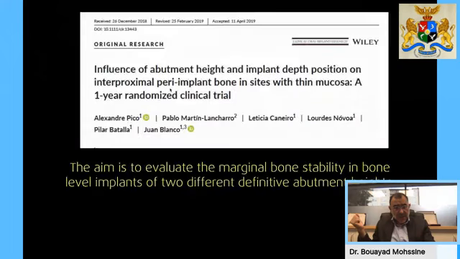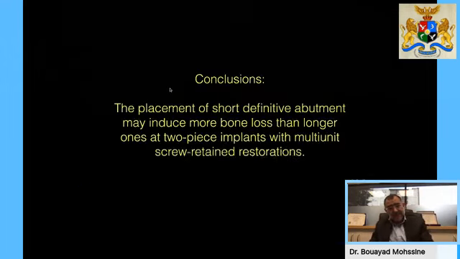Of abutment height and implant depth, position and interproximal peri-implant bone in sites with thin mucosa. The aim is to evaluate the marginal bone stability in bone level implants with two different definitive abutment heights. The conclusion is that the placement of short definitive abutments may induce more bone loss than longer ones at two-piece implants with multi-unit screw retained restorations.